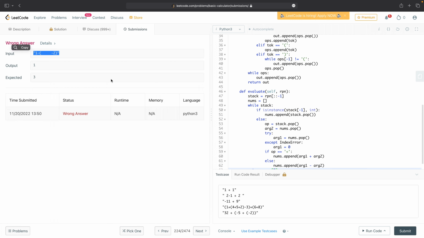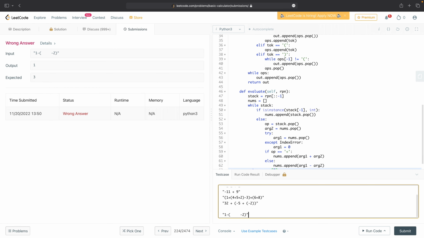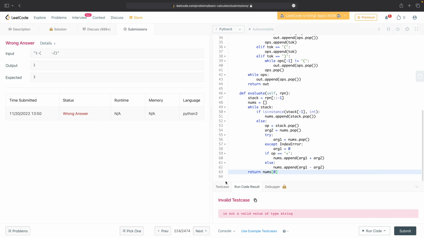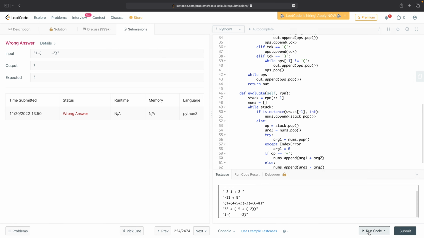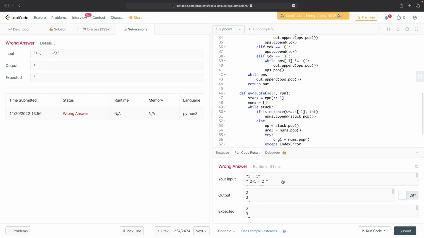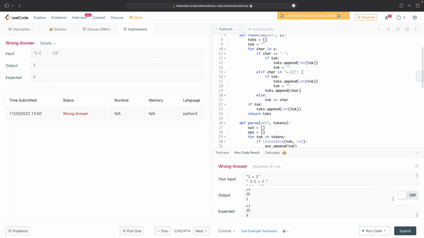1 minus minus 2. Oops, I've got a blank line on that input. Okay, the question is, do I want to handle this at tokenization or at parsing? I think I want to handle this at tokenization.